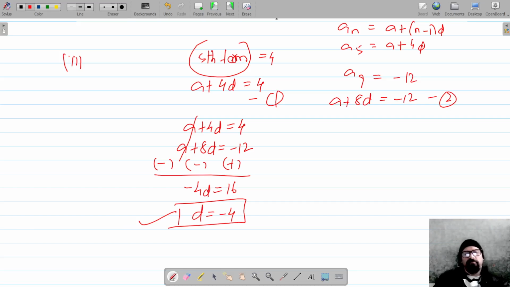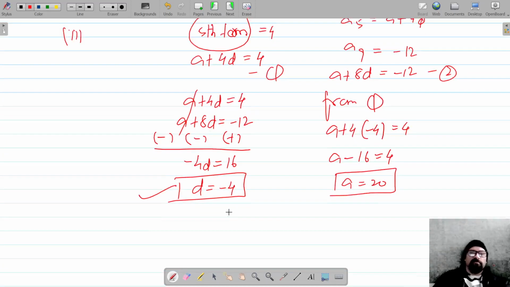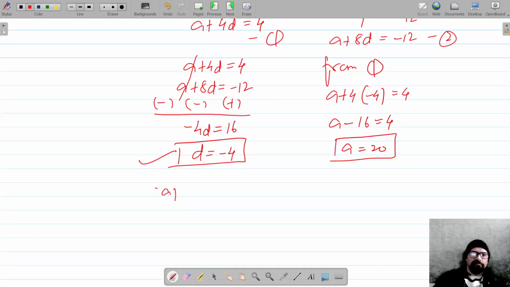We have to find the first term. Let's substitute the value of d in the first equation, which will give us the first term. So a plus 4 into negative 4 is equal to 4. This is a minus 16 is equal to 4. So a is equal to 20. So that means our first term is 20, a is 20, and the common difference d is equal to negative 4.